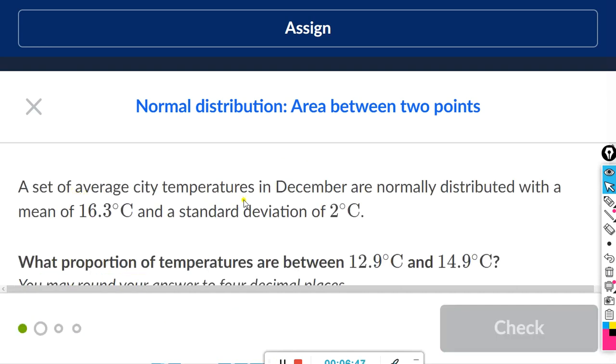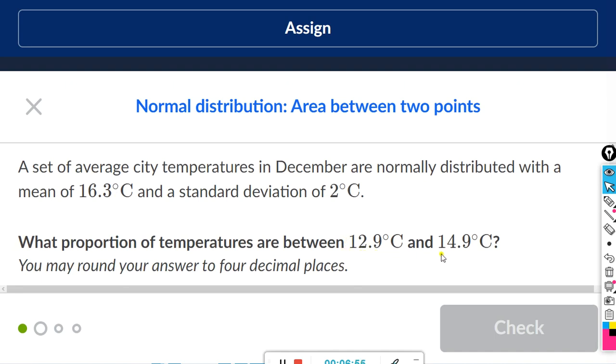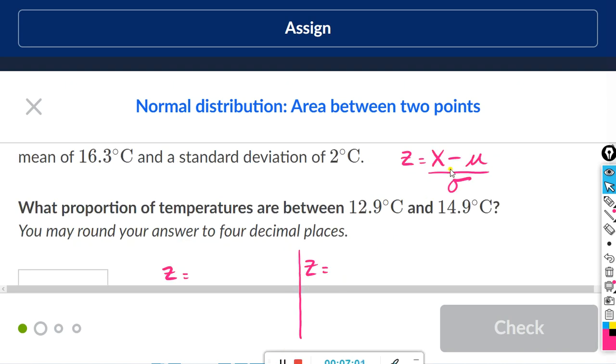Okay, set of average city temperatures in December are normally distributed. Mean is 16.3, standard deviation is 2. What portion of temperatures are between 12.9 and 14.9? Okay, so here's our formula for the z-score. All right, we're going to do 2 of them as always for this exercise. It says the mean is 16.3. That represents mu. Okay, and the standard deviation is 2. That's represented by sigma. And the 2 values given, those are the x values.